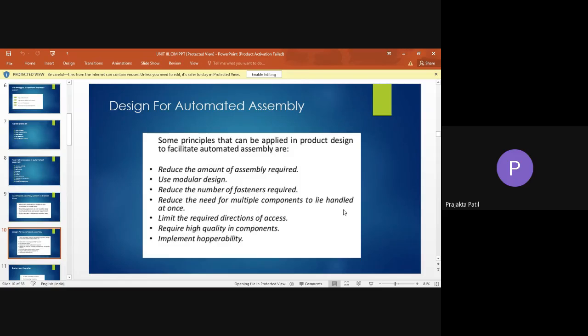Reduce the amount of assembly required, use modular design, reduce the number of fasteners required, reduce the need for multiple components to be handled at once, limit the required direction of access, require high quality of components, and implement hopperability. So these are some of the design considerations when you plan an automated assembly system of a product. Shall I proceed? Any doubts?